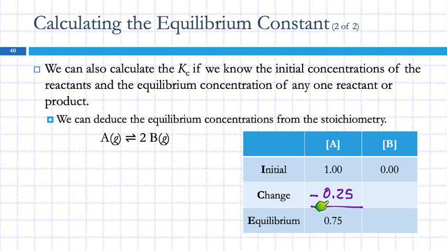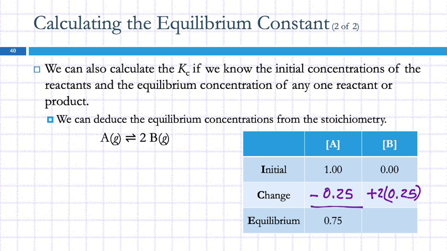So if this went down by 0.25, how is B changing? It's going up, right? So it's going to be positive. Is it going to be 0.25? No, it's going to be 2 times 0.25, right? For every one of these, we make 2 of those. So if I lose 0.25 moles per liter of that, I'm going to gain 2 times 0.25 moles per liter of the other thing.